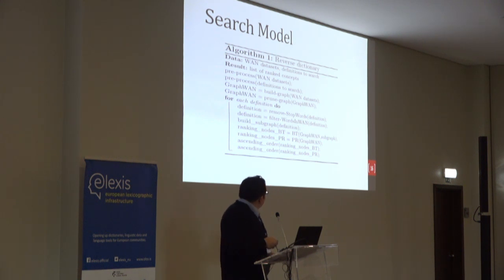And for each definition, I only kept the words that were available in the word association norms. I built a subgraph that was used as source and target, and I ran the betweenness centrality and the PageRank algorithms that you can see in the last part of this pseudocode. That is only the call to the mathematical methods.